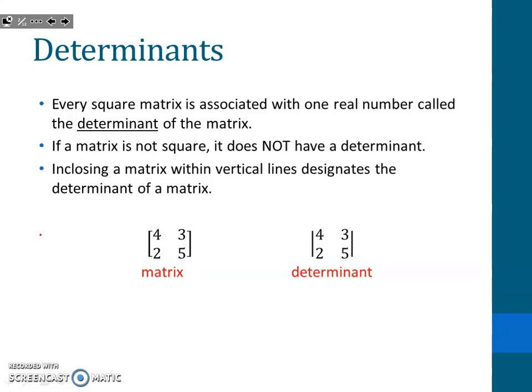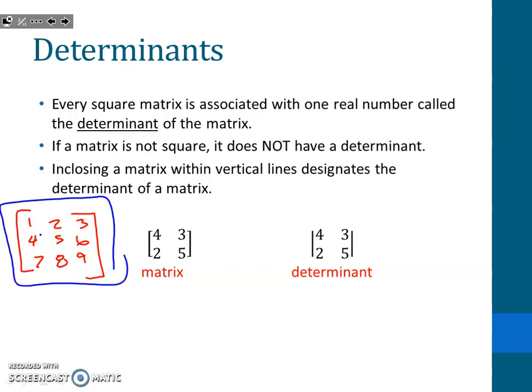Now, other matrices that would have a determinant, say I had 1, 2, 3, 4, 5, 6, 7, 8, 9. That has a determinant. This is a 3 by 3 matrix, so it's square. It does have a determinant.